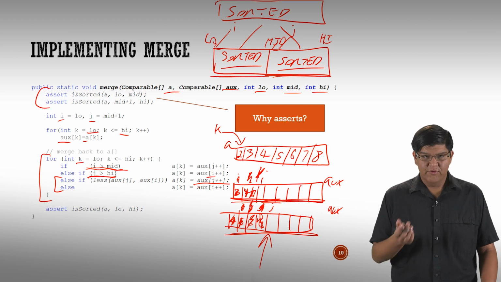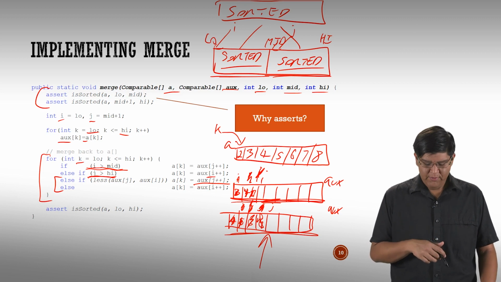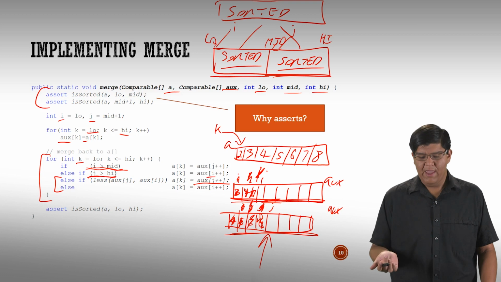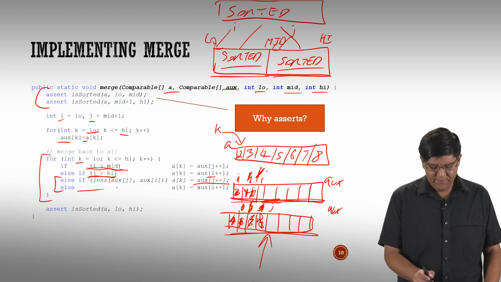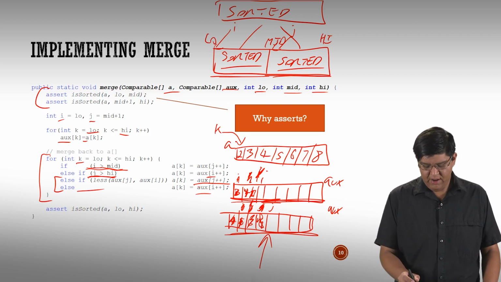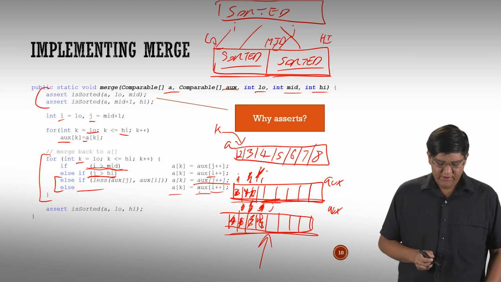Otherwise, that implies that it's not less than, so we want to instead take from a. That's our else branch here, and our else branch has the aux array, and we take out our element i and move it over to a. So these are our actual comparison cases.